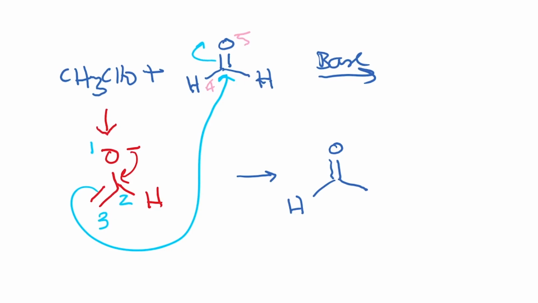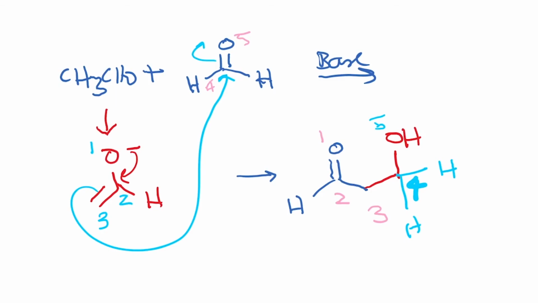Okay, so we keep the same numbering, 1, 2, 3, and here is the formaldehyde part, which is number 4 and number 5. So this is 4 and this is 5. So far there's no problem, and you have a hydrogen here and a hydrogen here. All right, so under normal circumstances what you would expect is that this is going to give you the aldol product, right?